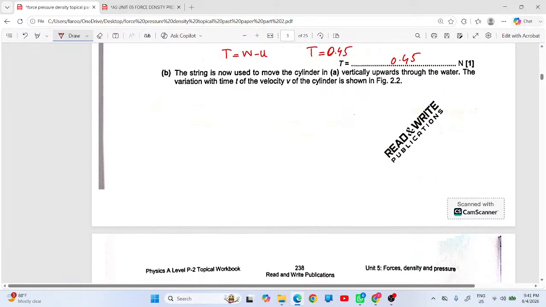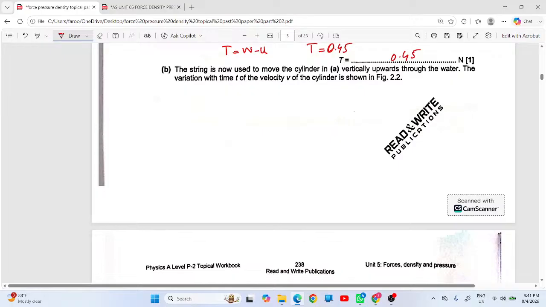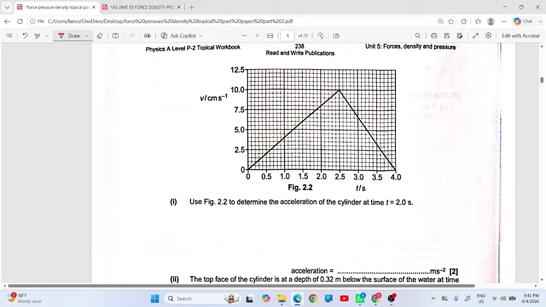Next is the string is now used to move the cylinder vertically upward through the water. The variation with time t of the velocity v of the cylinder is given. This is the velocity of the cylinder when it is moving upward. Use figure 2.2 to determine the acceleration of the cylinder at time t equals 2 seconds. So you know that the gradient of the graph will give you the acceleration.